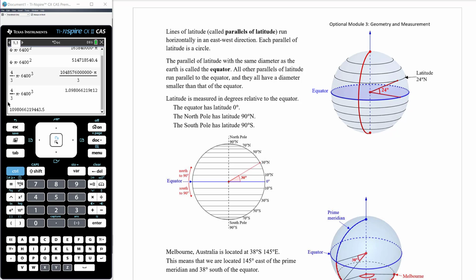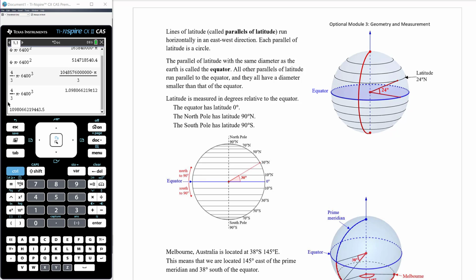The parallel of latitude with the same diameter as the Earth is called the equator. So that's the biggest circle we could possibly draw on the surface of the sphere. And so that's the equator. And then all other lines of latitude are measured relative to that equator. Okay, so latitude is measured in degrees relative to the equator.